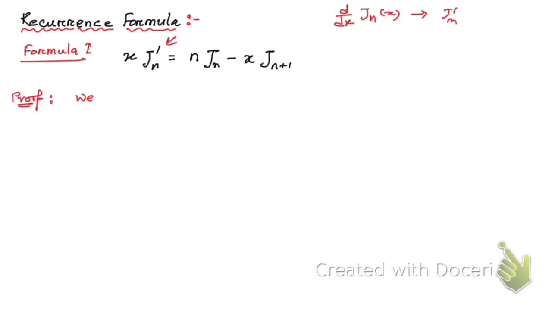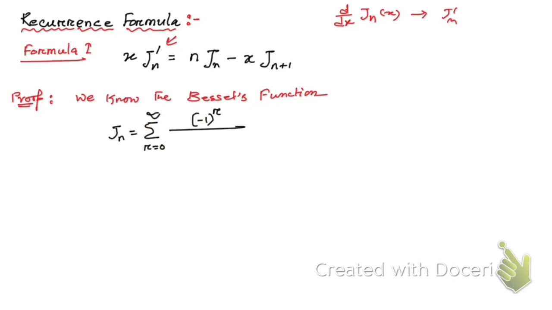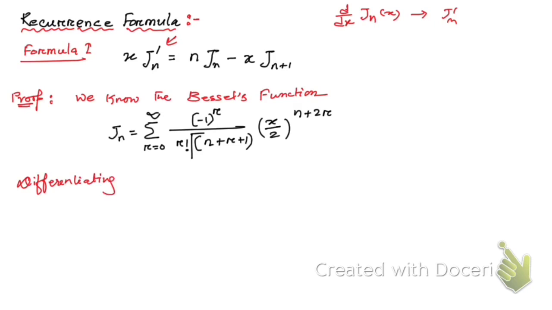Okay, so we know the Bessel's function, which is given by Z_n equal to summation from r equals 0 to infinity of (-1) to the power r divided by r factorial and gamma of (n plus r plus 1), times (x by 2) whole to the power n plus 2r. Now let us differentiate both sides with respect to x in order to get Z_n dash. What does it mean? That means d/dx of Z_n.